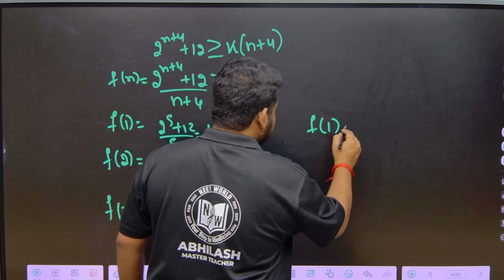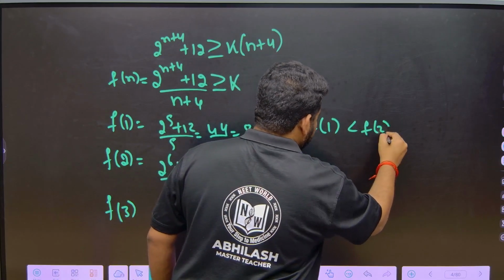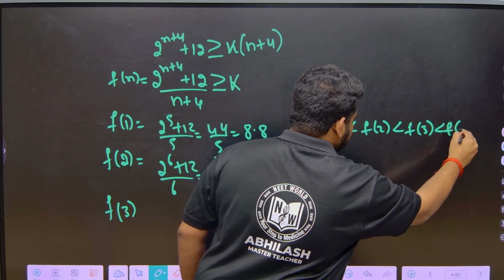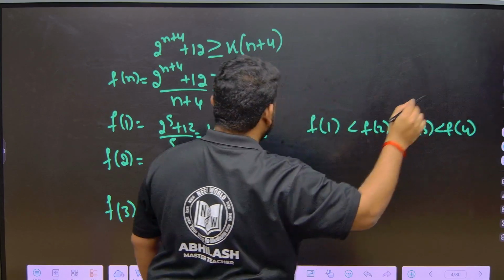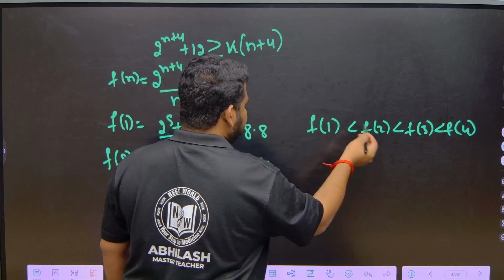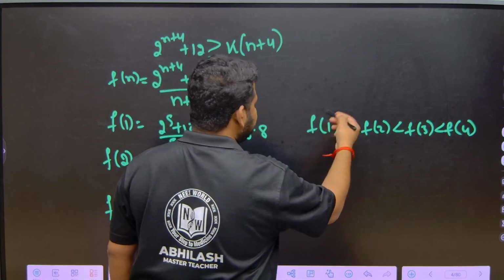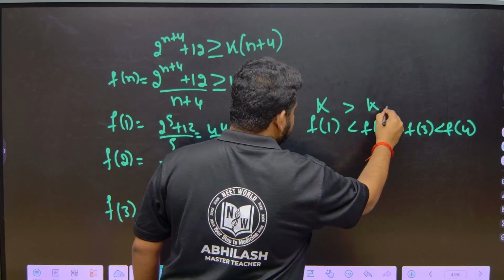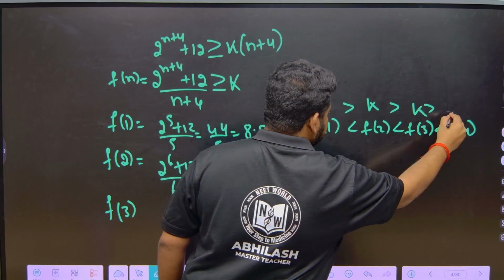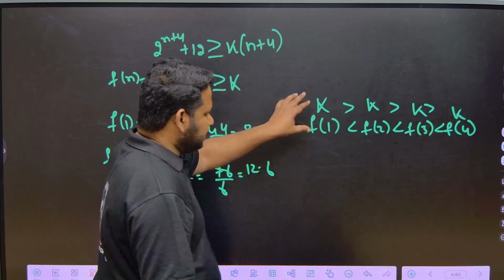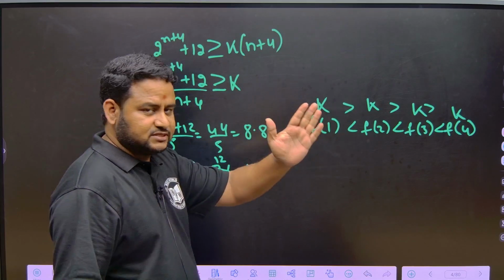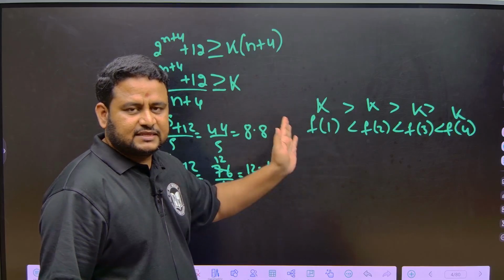f of 1 will be less than f of 2, will be less than f of 3, will be less than f of 4, like that. It will go on increasing. So, what will happen to the k value? This k value will be reversed. This k value will be greater than this k value, will be greater than this k value. As f of 1 increases, k value decreases.